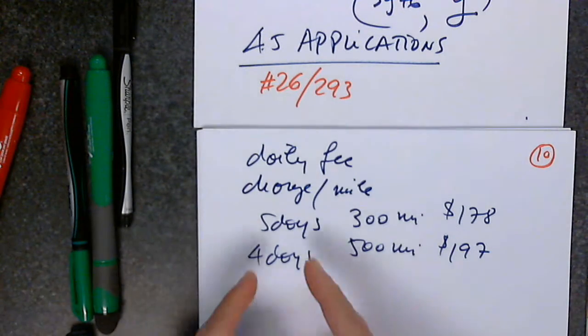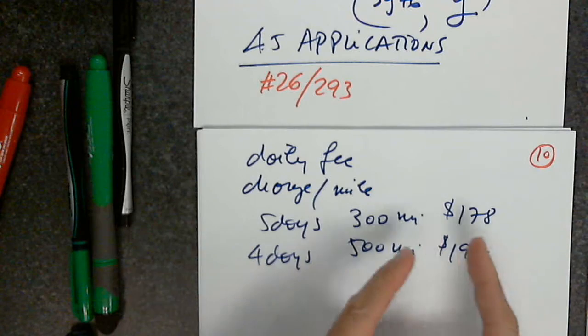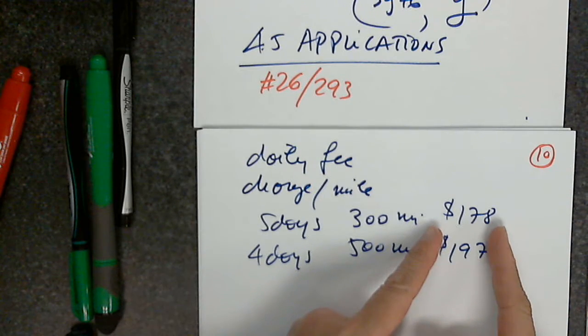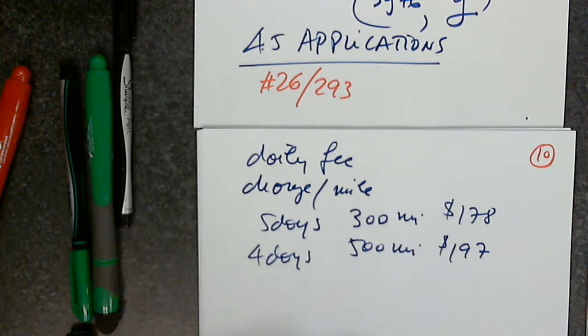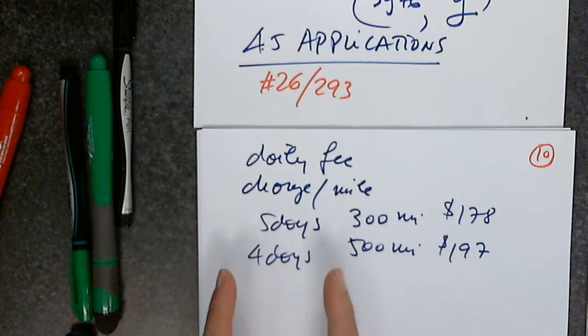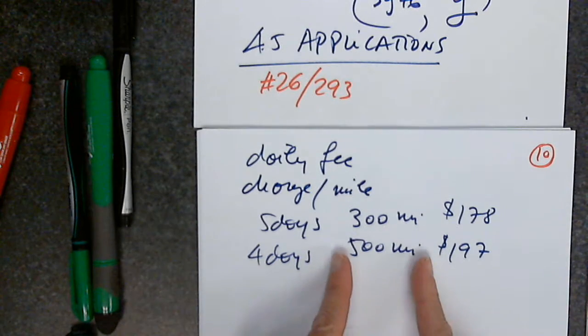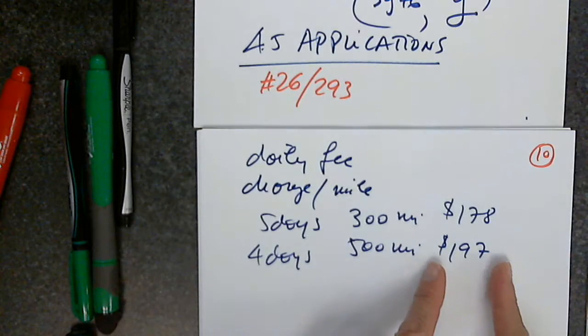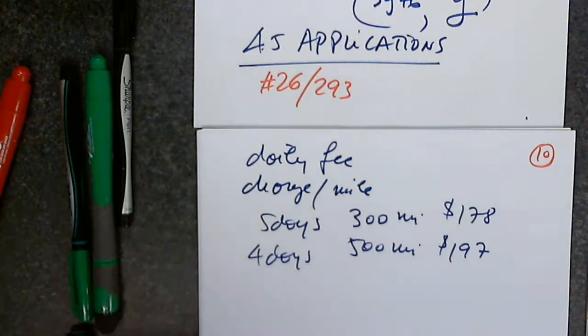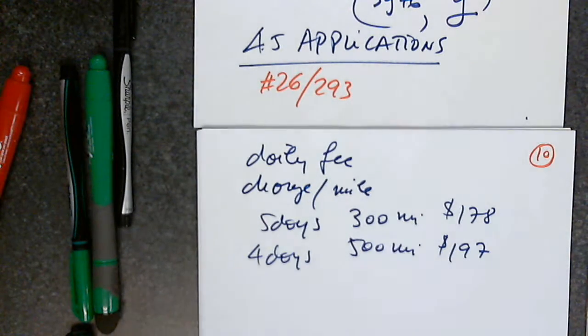We rent a car for 5 days, we drive over 300 miles, and we pay at the end of the 5 days $178. Some other time, we rent it for 4 days, we drive it for 500 miles, and at the end of those 4 days, we pay 197. We're asked to find the daily fee and the charge per mile. How many variables does this problem have?